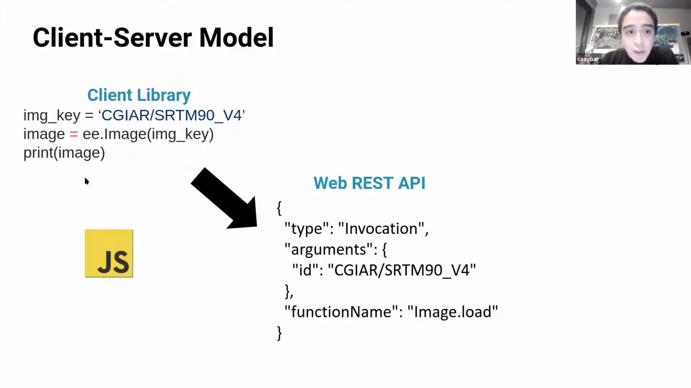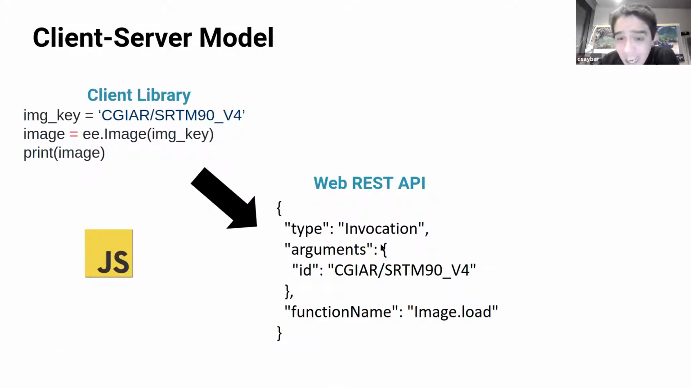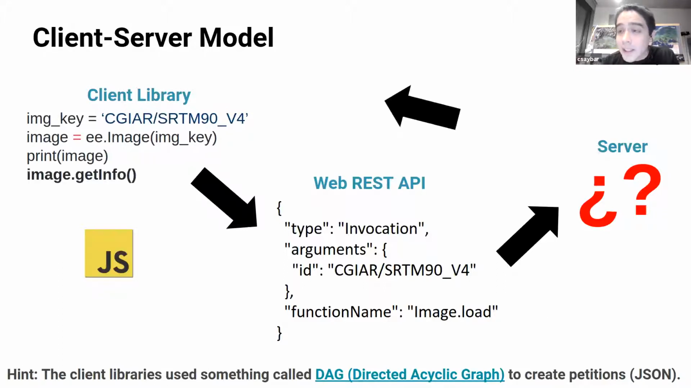It's really important that you understand that the main function of a client library is to transform, in this case, the JavaScript client library transforms this piece of code into a JSON petition like this. And the web REST API is going to help us send this JSON petition to the server. The server is going to try to respond to this request and send the response back to the client. And this is the cycle that we use in Google Earth Engine.